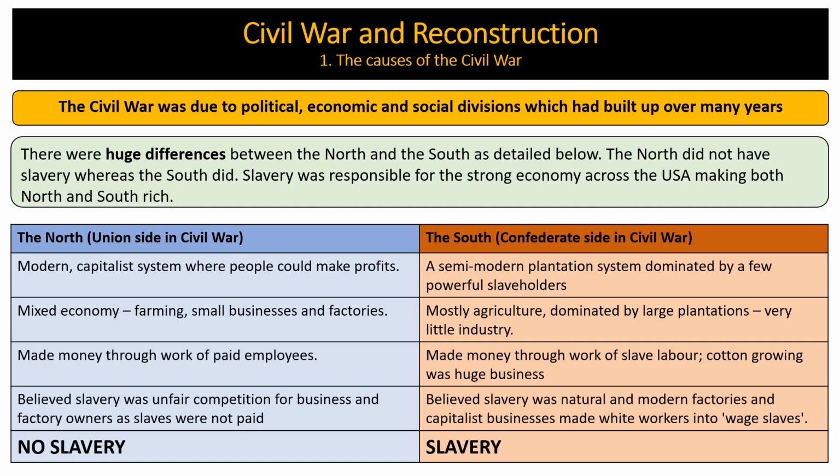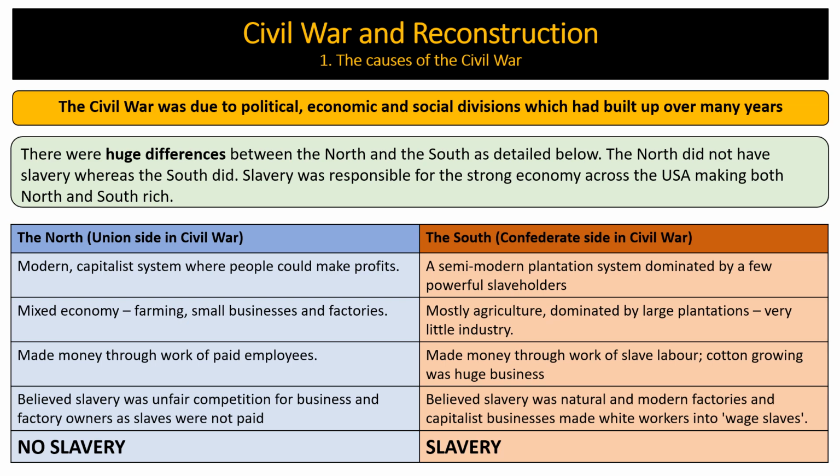So the North, the Union side, had a modern capitalist system where people can make profits, a mixed economy, a bit of farming, small businesses and big factories in the cities, like New York, for example, or Chicago. They made money through the work of paid employees, and they believed that slavery was unfair competition for business and factory owners as slaves were not paid.